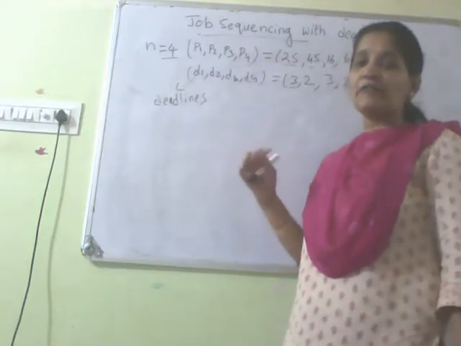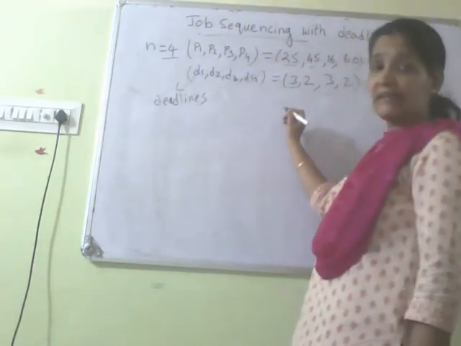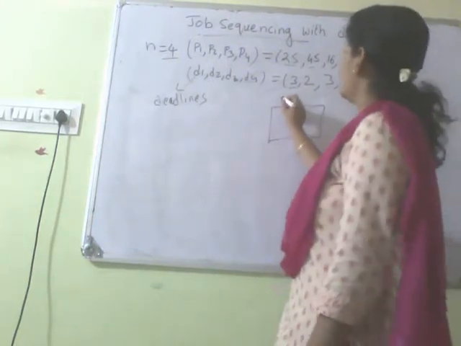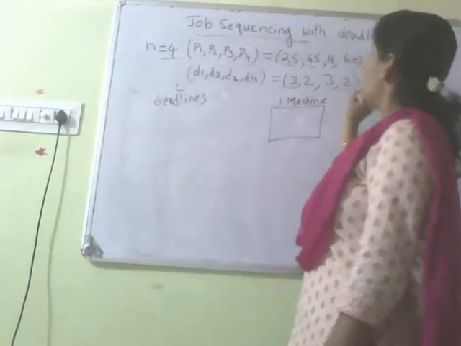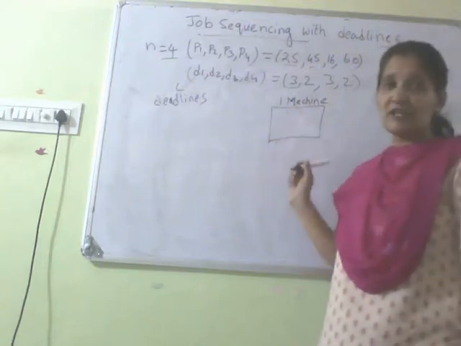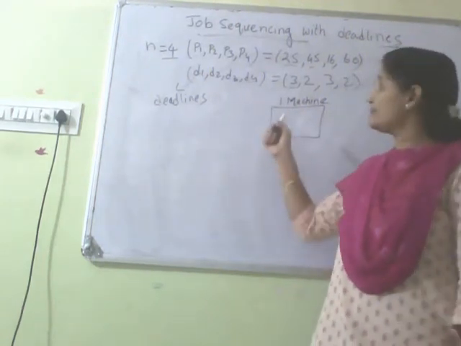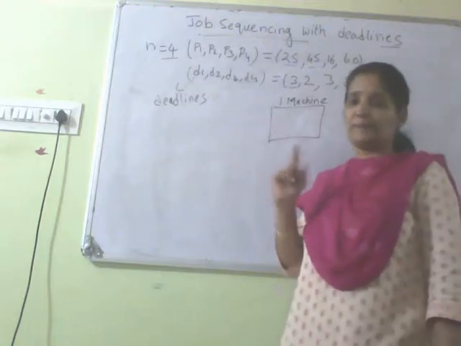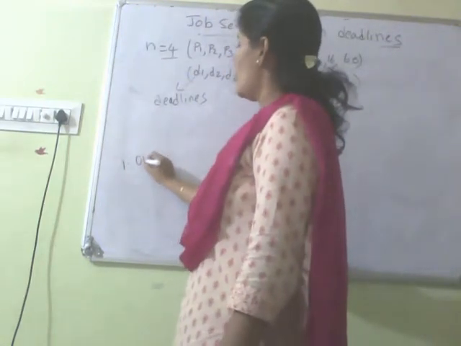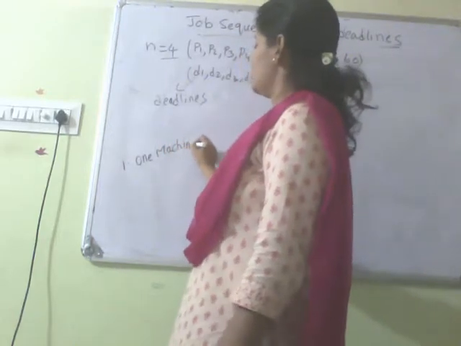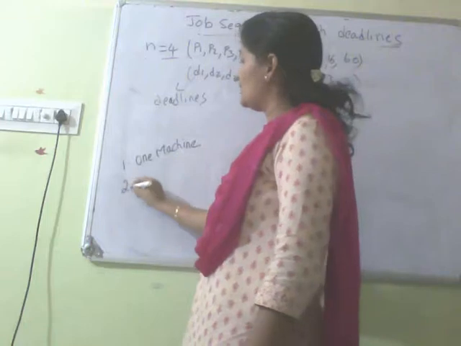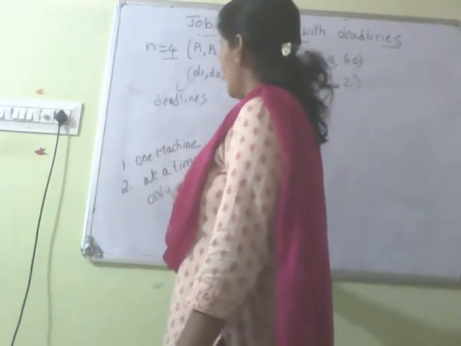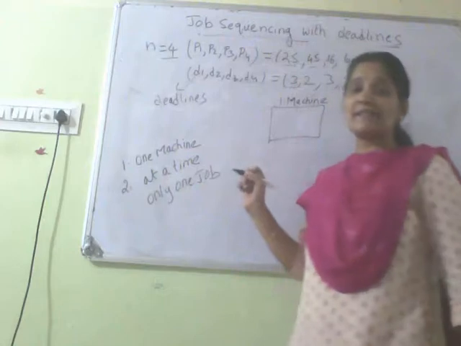So here we have to go with a few assumptions. Let us assume that we have only one machine. Only one machine is available with us. These are the assumptions we have to take. The first assumption is one machine. And the second assumption is that at a time you can do only one job.